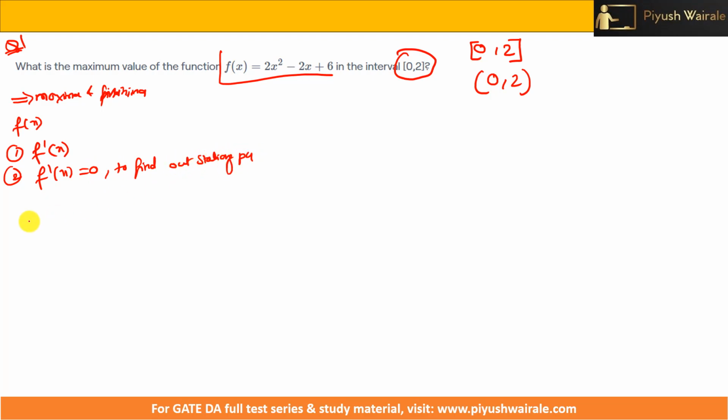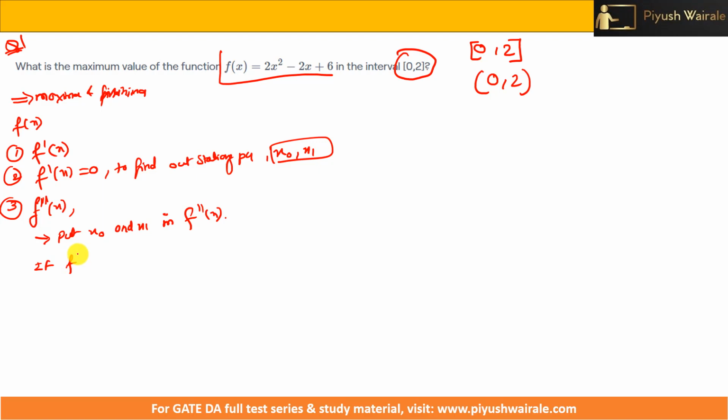Then in the third step, differentiate f dash of x again. So it will be f double dash of x, right? And suppose x0 and x1 are the stationary points, for example. Then differentiate this f dash of x, so this will be the double differentiation of f of x. Then put x0 and x1 in f double dash of x.